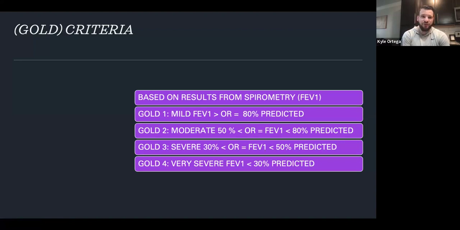So these are the GOLD criteria, and this is what we use to pretty much diagnose everything. COPD, your treatments, your medications, history. We use history, exacerbations, all that goes into consideration. But this is what we're shooting for when it comes to COPD diagnosis.